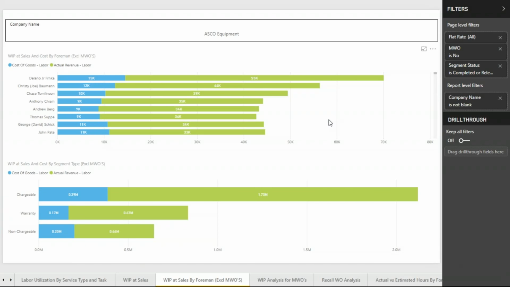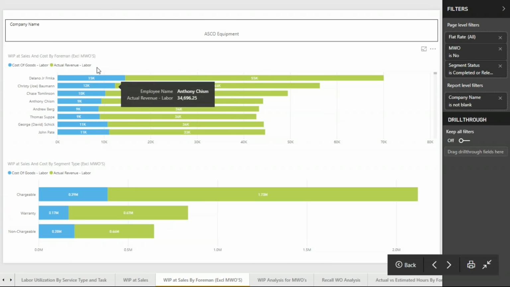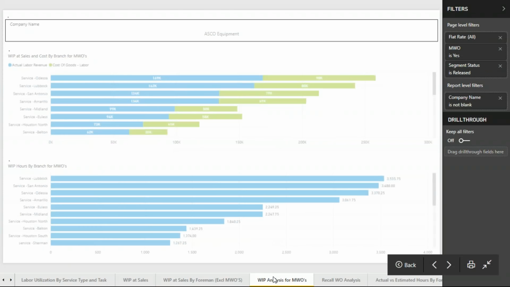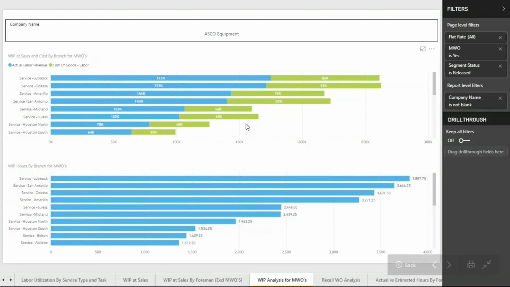These, in terms of sales it's 55, in terms of cost is 15. So how much is it costing? And this is explicitly what's in WIP, excluding monthly work orders, whatever is in your WIP. And then this is just for monthly work order, as to what is there in the WIP for that particular branch.